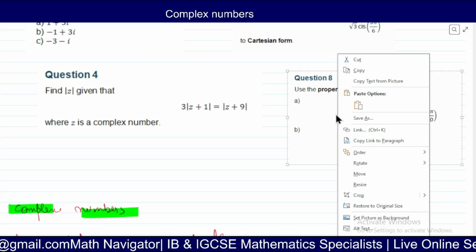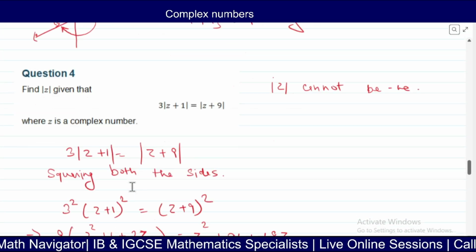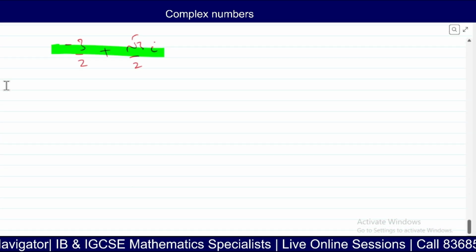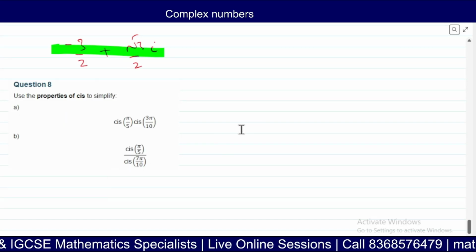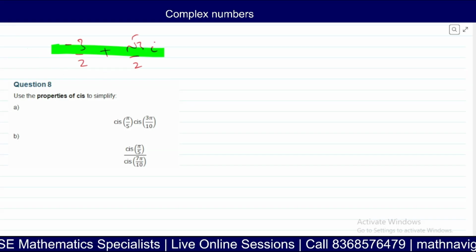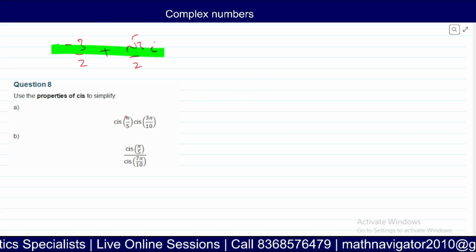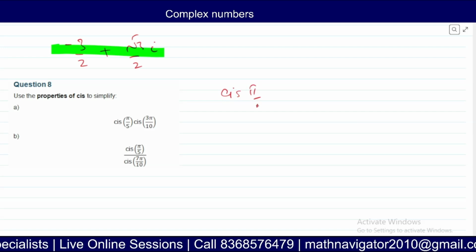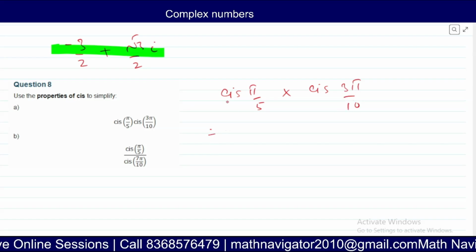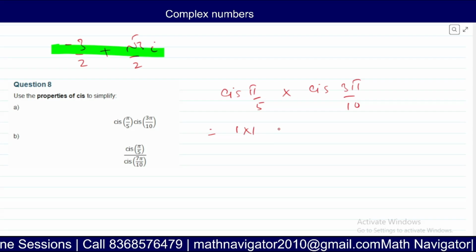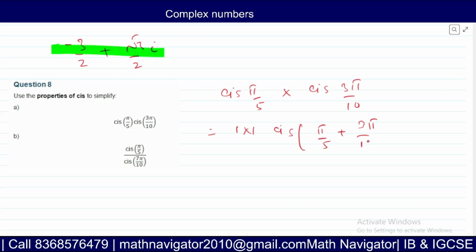Perfect. This is easy. So I want to solve this. Use the properties of cis to simplify cis pi by 5 times cis 3 pi by 10. So when we are multiplying, it's like multiplying two numbers. We have already done that: the magnitudes will be multiplied, 1 times 1, and the arguments are added, pi by 5 plus 3 pi by 10.